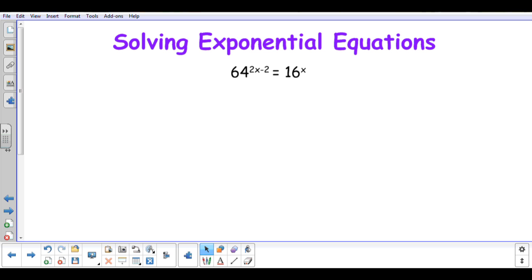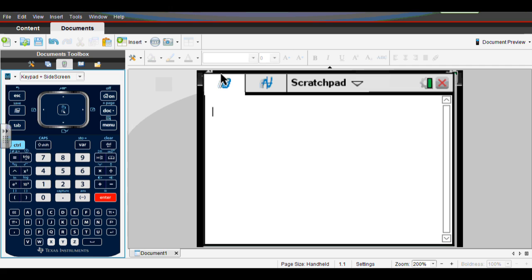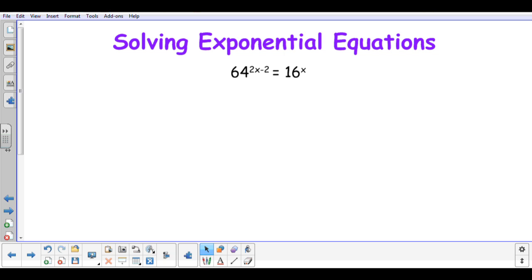So I at least want to see, can I write 16 to an exponent to get 64? So if I start with 16 squared, that automatically takes me to 256. So that's not going to work. So I'm going to look at 16 again and see, can I rewrite 16 with a different base? Well, I do know that 4 squared is 16. So I'm going to write 4 squared for my 16, and then that is going to have an exponent of x.